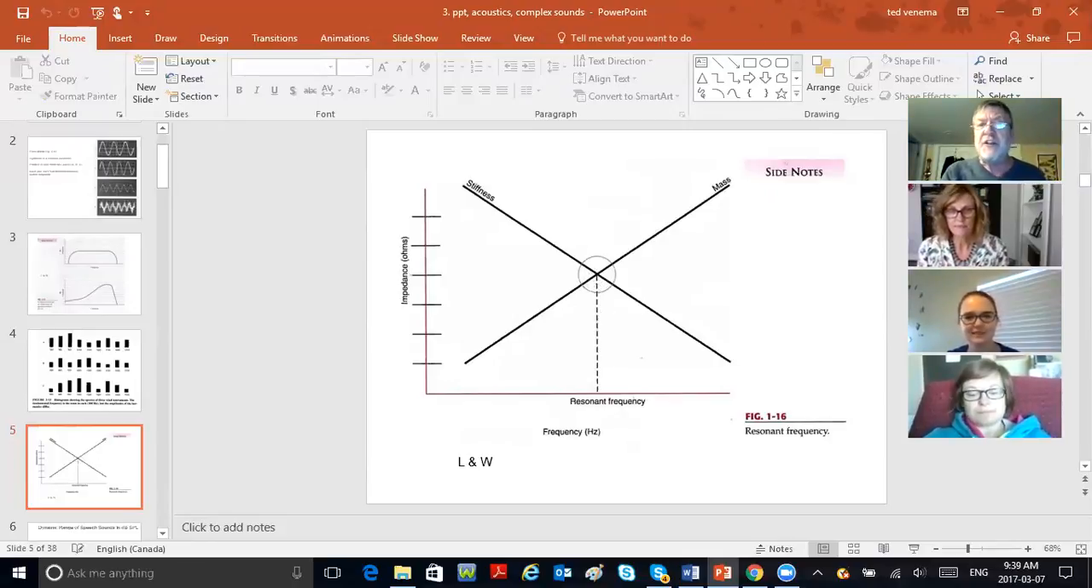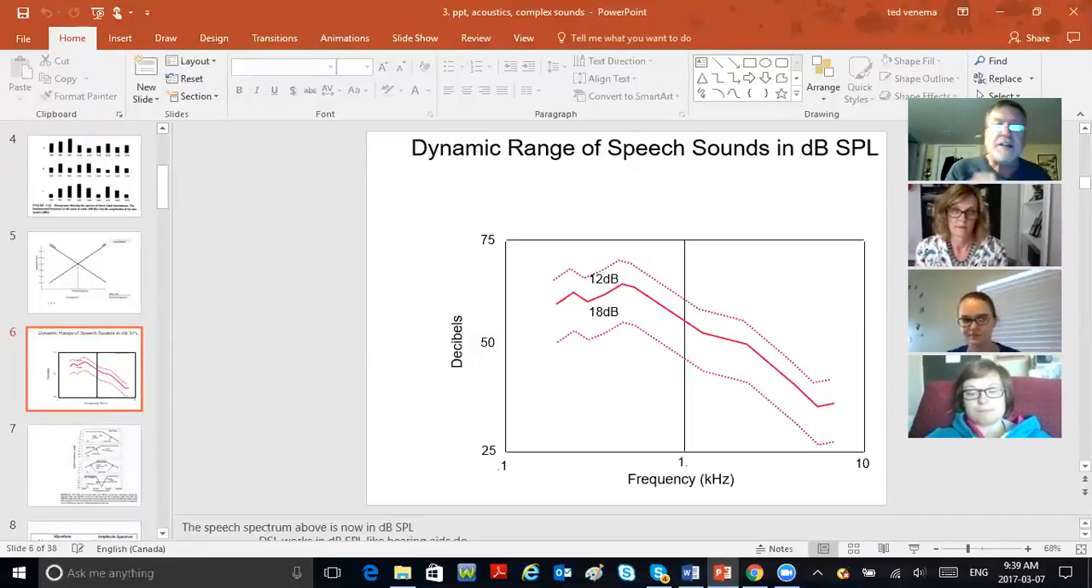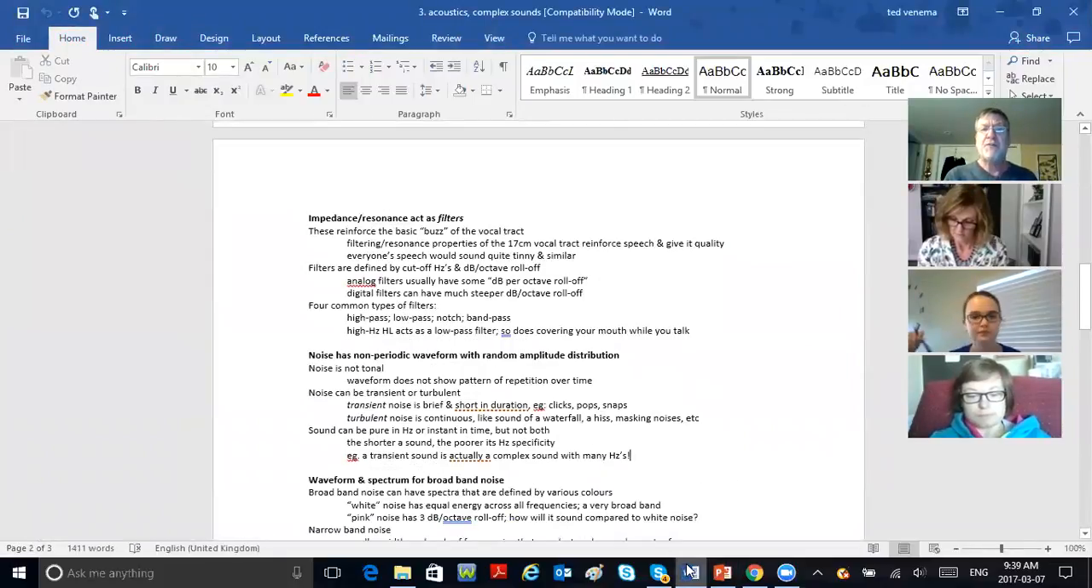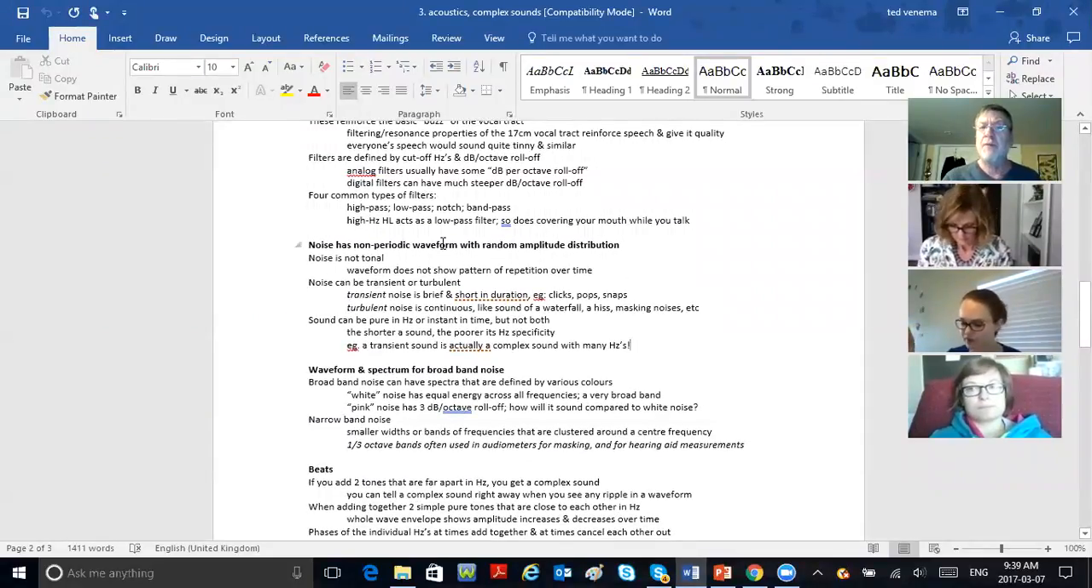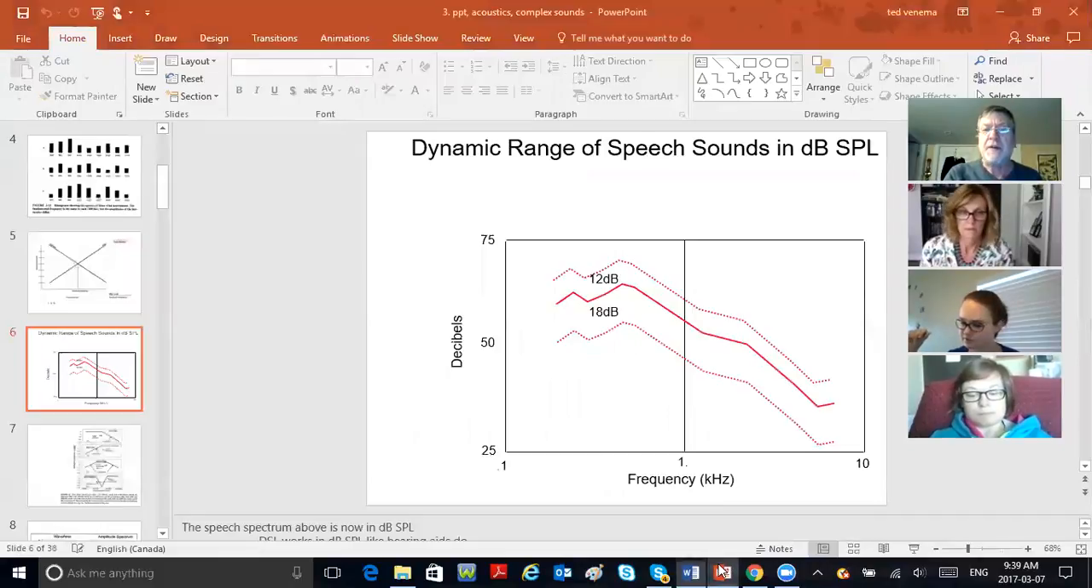So we now go to the next thing, and we're going to be talking today a lot about speech. About speech as a complex sound. That's what we said last week, and by gum, that's what we've got to finish today. If you look at the top of page 2, we talked about resonance and impedance acting as filters. You'll see that in your notes. We covered that. We then said that noise has a non-periodic waveform. Noise is not tonal. Noise can be transient or turbulent. So let's look at these concepts a second here, okay?